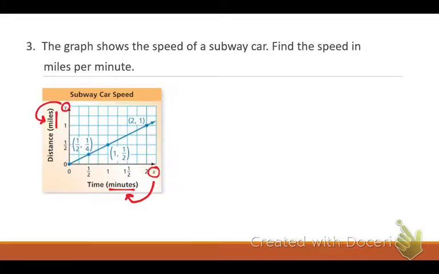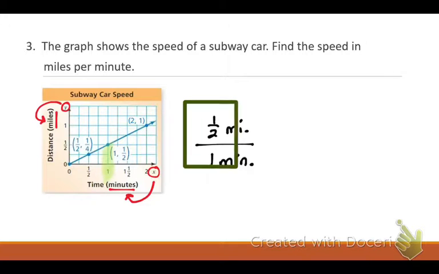Down here at the bottom, do you guys see anywhere where it tells us 1 minute? Yes. If I look, it's right here. I've highlighted it. Now I want to go up. What distance does it say I have traveled at 1 minute? 1/2 what? 1/2 mile. So this is our answer. We are traveling at 1/2 of a mile per 1 minute.